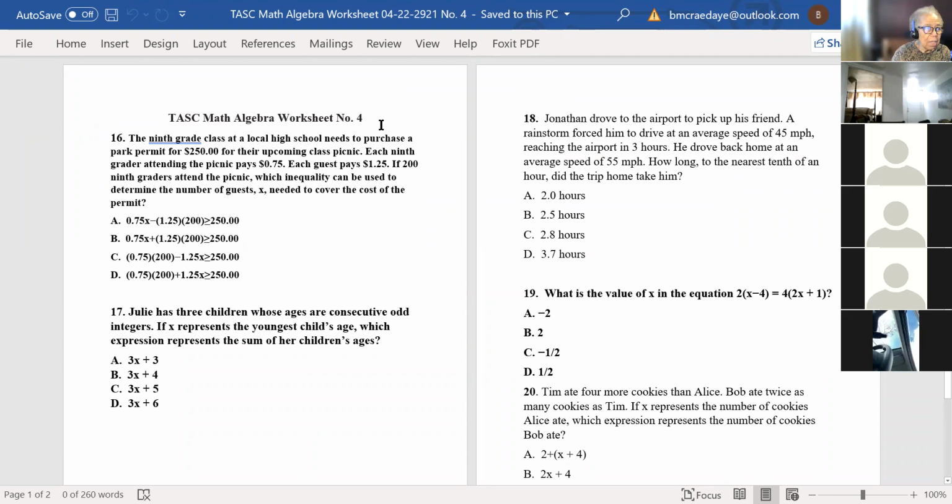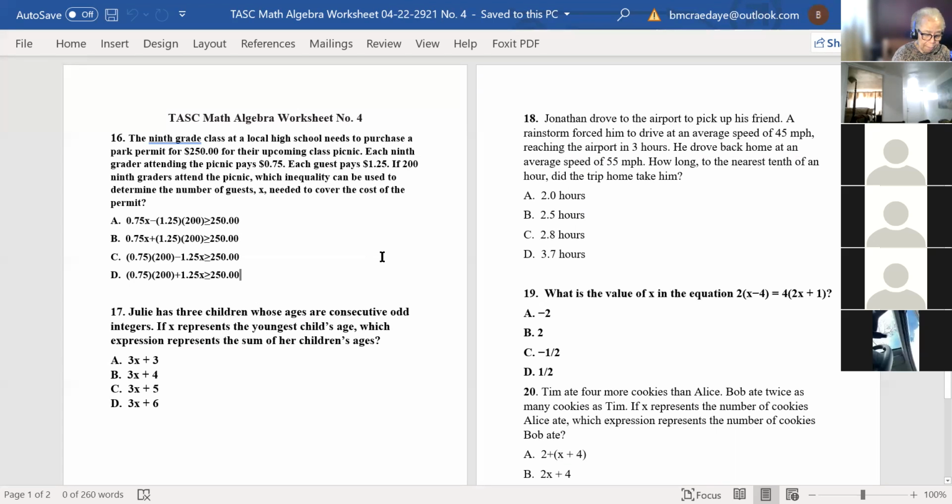Yes. Okay. Now this one is sort of like the one where we had the fixed and the variable. The permit is $2.50. The ninth graders pay 75 cents. And the guest pays $1.25. 200 ninth graders are attending the picnic. Which inequality can be used to determine the number of guests? Now, the X is the number of guests, right? So Alva had this one right. What did you have, Alva?